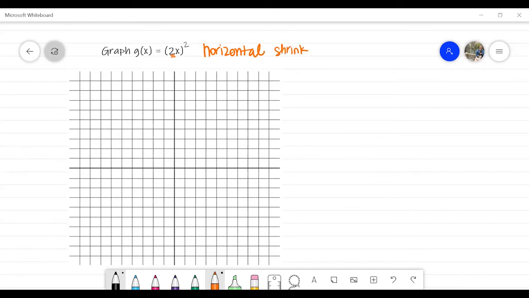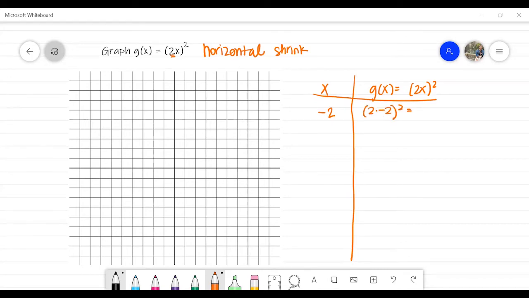Okay, so let's plug in our values. g of x is (2x) squared. Okay, so let's stick with our normal values. Again, we can always adjust if we need to adjust. So this is going to be 2 times negative 2 and then squared. So 2 times negative 2 is negative 4, squared is 16. Negative 1, you've got 2 times negative 1 squared, which is negative 2 squared.